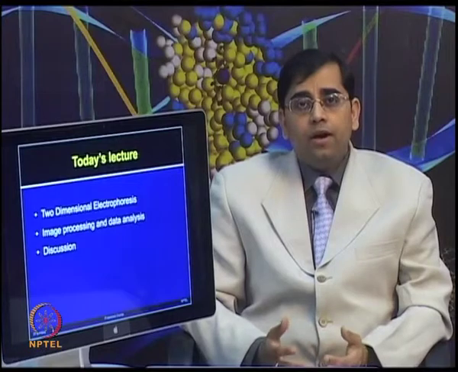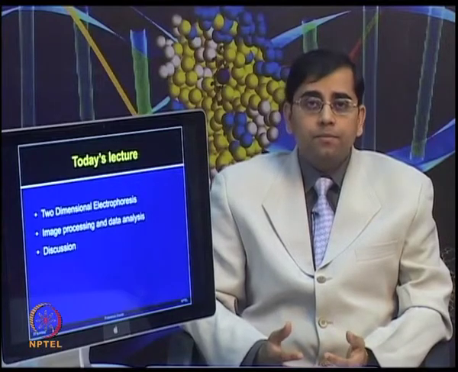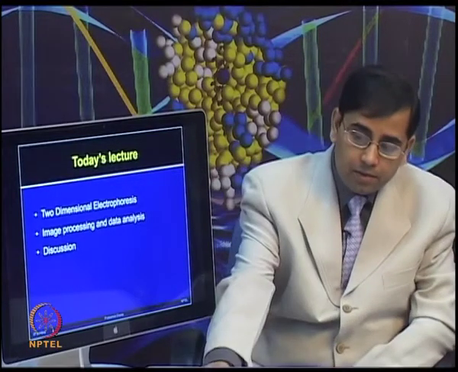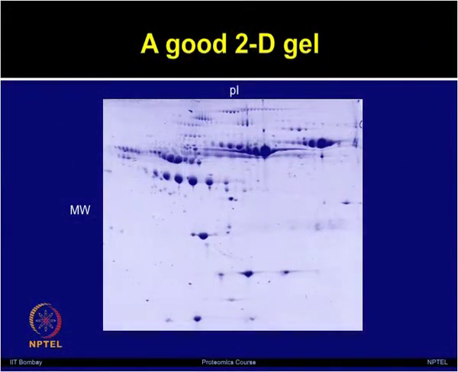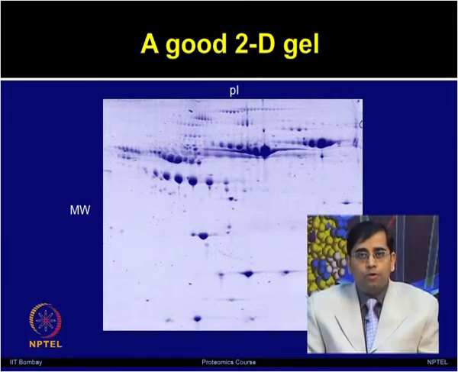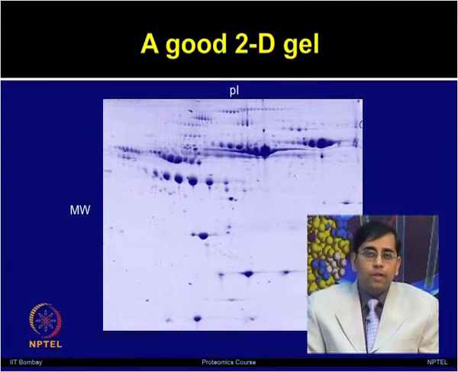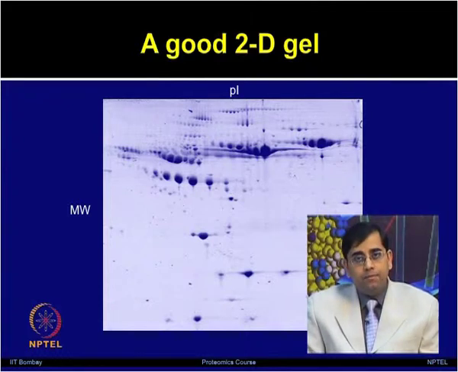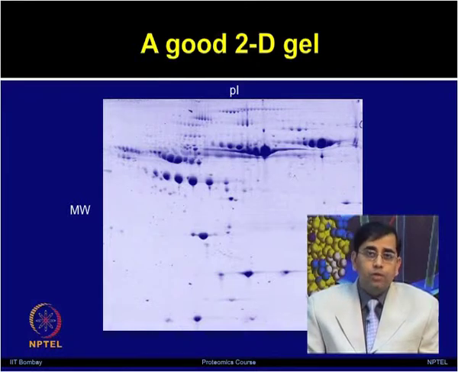Now, when you have run a very good 2D gel, you will expect an image like the representative gel shown here, where you have well resolved spots throughout the gel. This is a gel image of serum protein extracted from human and separated on the two-dimensional gel. If everything goes well, you can see well resolved spots throughout the gel and the whole proteome can be well separated. But many times this is not the case.